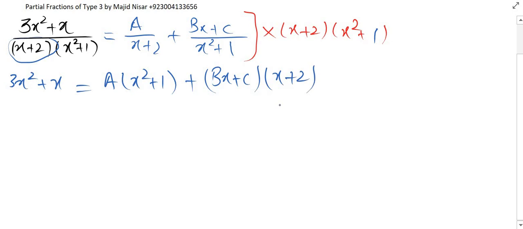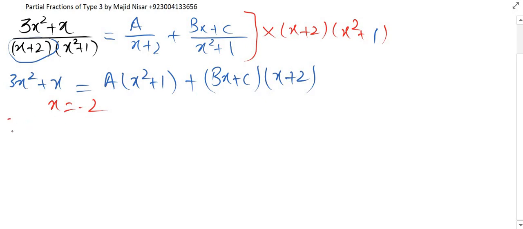Now we have to solve it. If we put x is equal to minus 2 here, just like in the first type of fraction and the second, it will become 0, and 0 multiplied by anything is 0. So we will have just A. We have to solve for A. Now substitute or plug in this value, put x equal to minus 2 here.